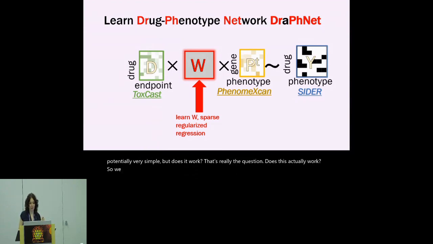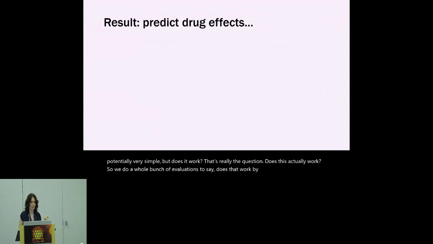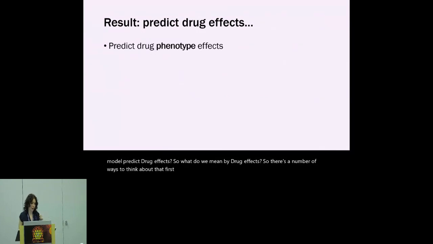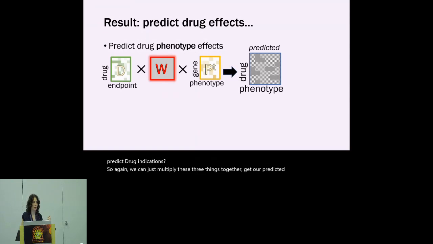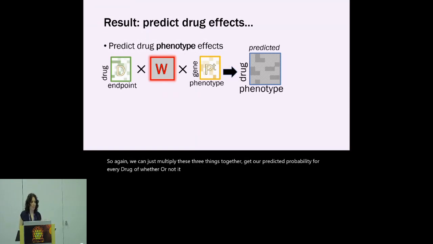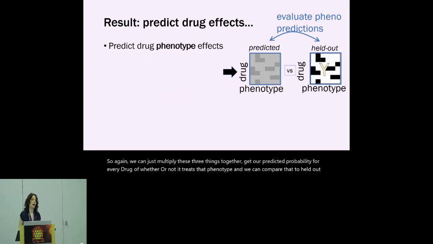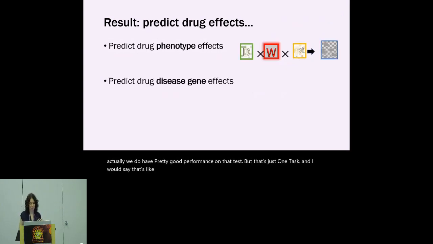So we do a whole bunch of evaluations to say, does that work, by saying, how well does this model predict drug effects? So what do we mean by drug effects? There's a number of ways to think about that. First is the drug effects on phenotypes. That means, are we able to predict drug indications? So again, we can just multiply these three things together, get our predicted probability for every drug of whether or not it treats that phenotype. And we can compare that to held out drugs and say, how well are we able to predict that? And there's a bunch more details in the paper, but we compare that to a bunch of different benchmarks. And we're able to show that actually we do have pretty good performance on that task. But that's just one task. And I would say that's like the less interesting task that we're able to do here.